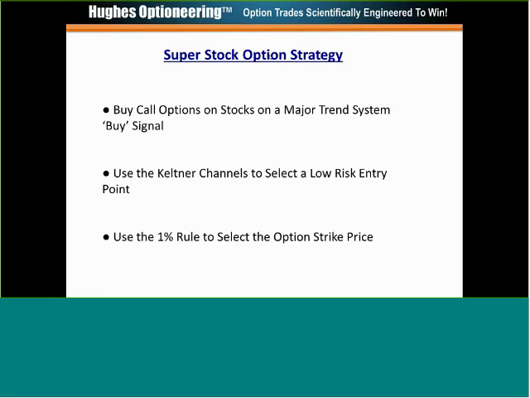So the super stock options strategy focuses on these super stocks, and we're simply buying call options on these super stocks, which are leveraged and have more return potential. So we trade both stocks and options on the super stock. We'll buy a call option if the stock is on a major trend buy signal, and we'll use the Keltner channels to select a low-risk entry point for our option, and then we use what we call the 1% rule to select the option strike price.